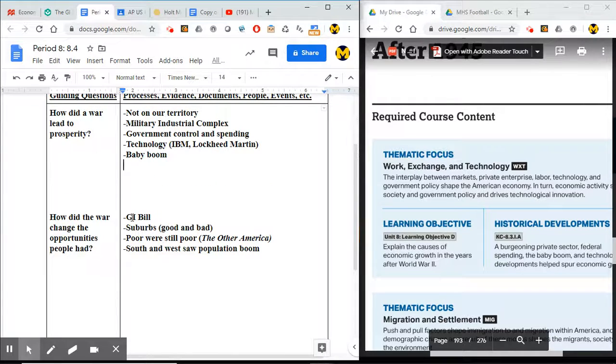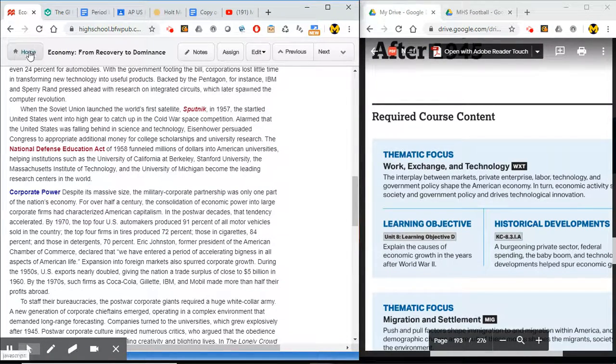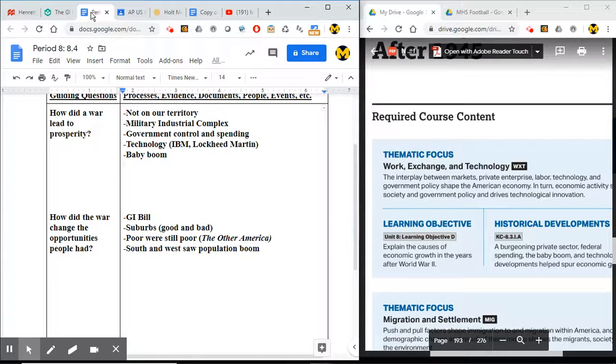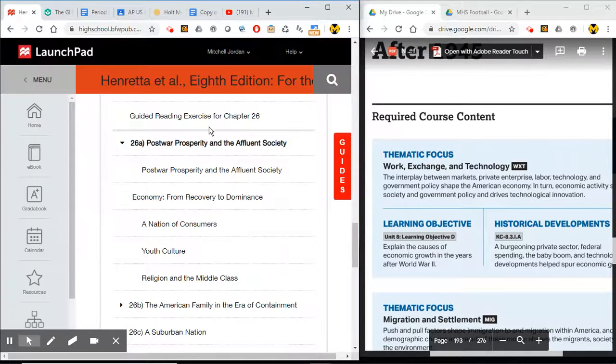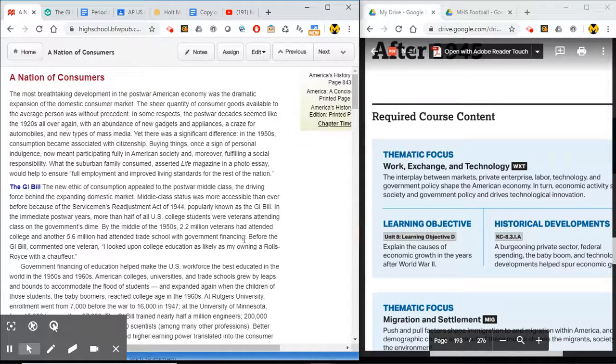So scrolling down here a little bit, how did the war change the opportunities people had? If I was to go back to your book, did I mention this? Let's see. No, that's there. I'll have to go back for that. So go back to your book. Maybe it was in this section. Hold on. Yep, there it is.